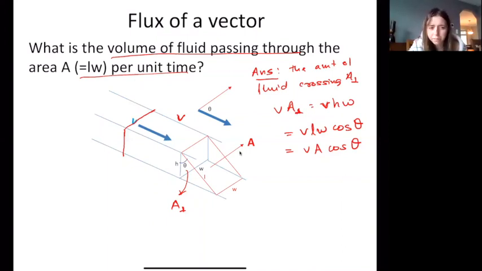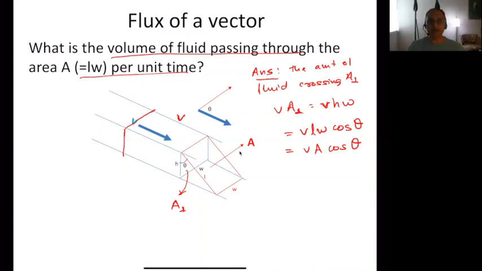What is V? V is the velocity of the fluid. All right. That clear to all of you? Okay. Now let's try to interpret this. V is the velocity of the fluid. V is a vector, right? A is also a vector. We just learned that areas are vectors. And the direction of the vector A is normal to the face A, right? Okay.